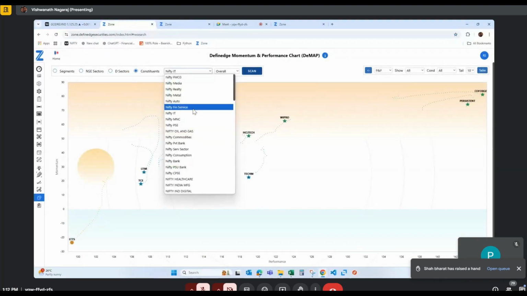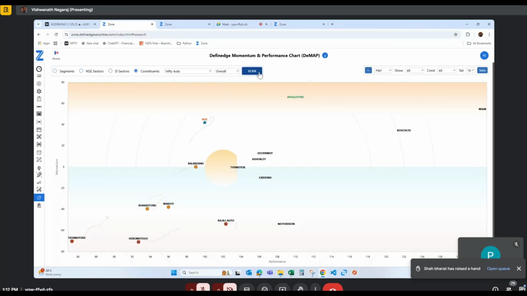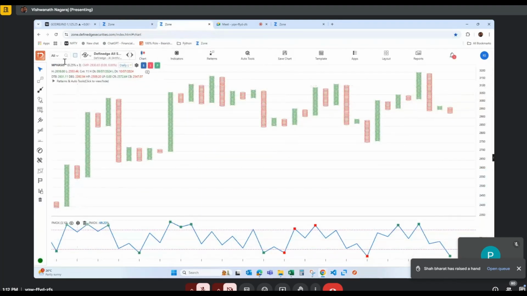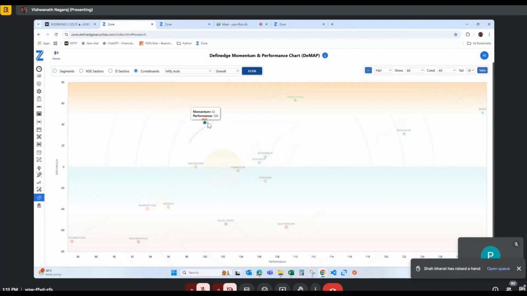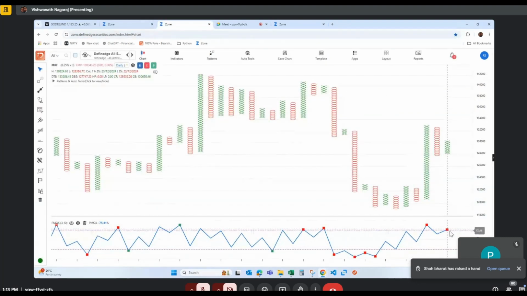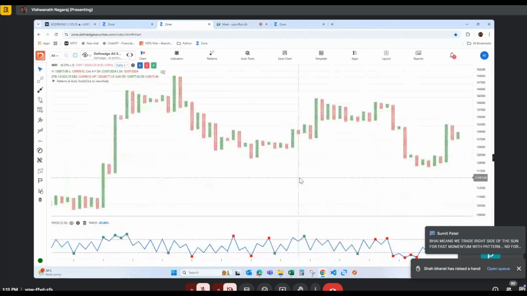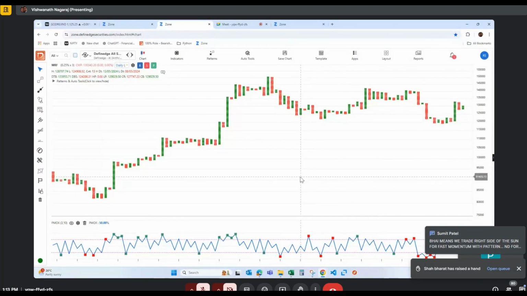Now, let's take another example, maybe auto. Did I see anything? MRF, I'll show you. Apollo Tire and MRF, right? Let's look at MRF first. Can you see? It is in a bullish zone, but now PMOX is giving you a sell. Though there is an anchor column, it is in a sell area. This is exactly what it indicates.